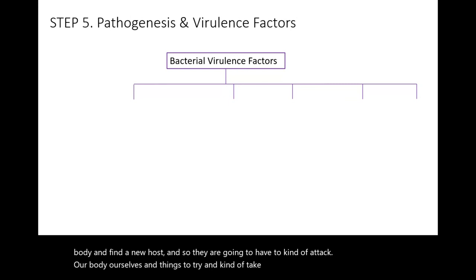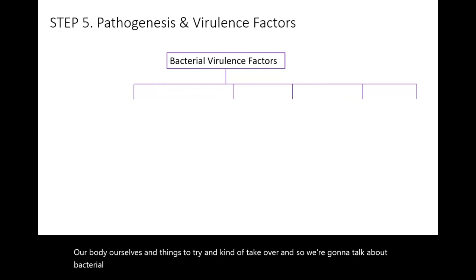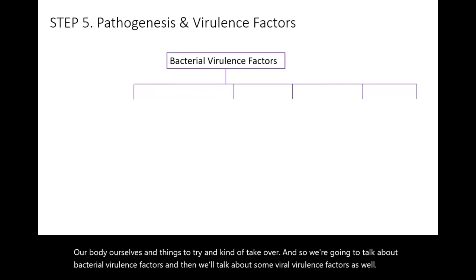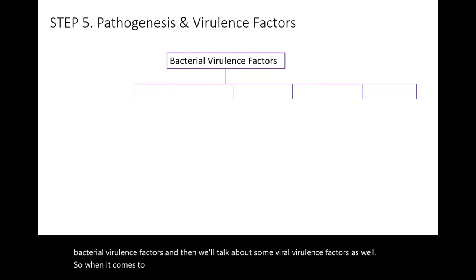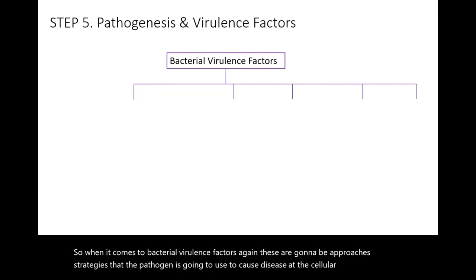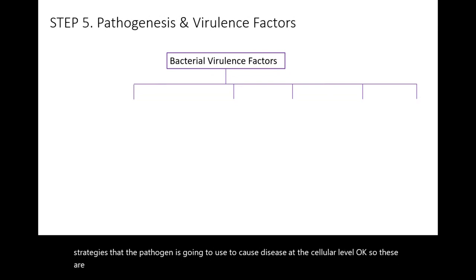And so we're going to talk about bacterial virulence factors, and then we'll talk about some viral virulence factors as well. When it comes to bacterial virulence factors, again, these are approaches, strategies that the pathogen is going to use to cause disease at the cellular level. Okay, so these are not signs and symptoms. It's not, oh, they're going to cause a cough, right? No, we're saying what's happening at the cellular level.